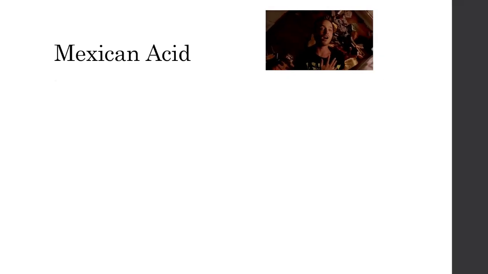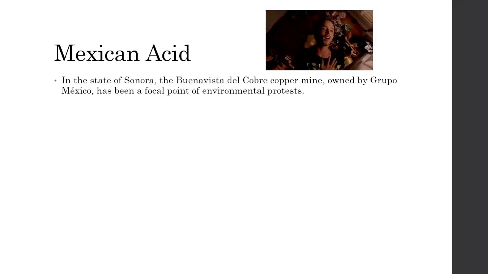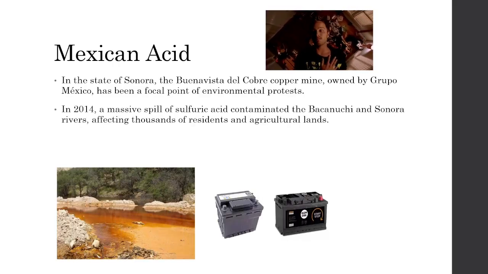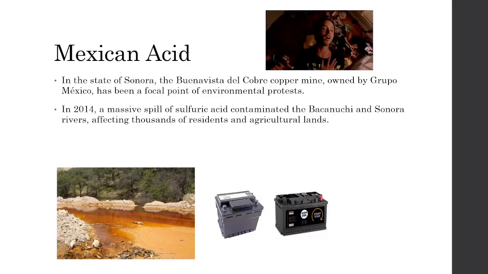So let's talk about Mexican acid. In the state of Sonora, the Buena Vista del Cobre, I believe that's how you pronounce it, a copper mine owned by Grupo Mexico, has been a focal point of environmental protests. It's a copper mine, so there's copper, it's a metal. In 2014, a massive spill of sulfuric acid contaminated some rivers. And this affected thousands of residents who rely on the rivers, as well as agricultural lands, so the food couldn't grow.